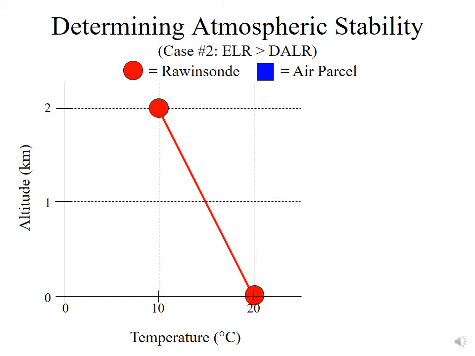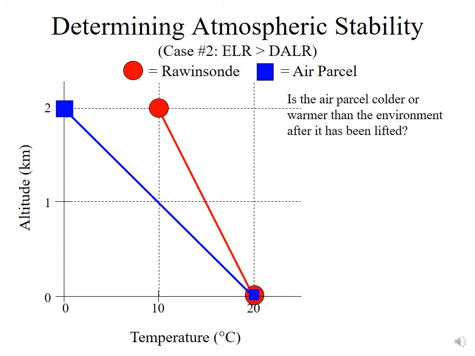Here we have case 2. The only thing that's going to be different in this example is the temperature, or the environmental lapse rate, as measured by the Rawinsonde balloon. So we launch our balloon, it was still 20 degrees at the surface, but now it's 10 degrees Celsius at 2 kilometers, and that defines our environmental lapse rate. Once again, we lift our air parcel, and it follows the dry adiabatic lapse rate, and we can cycle through the exact same questions that we had before.